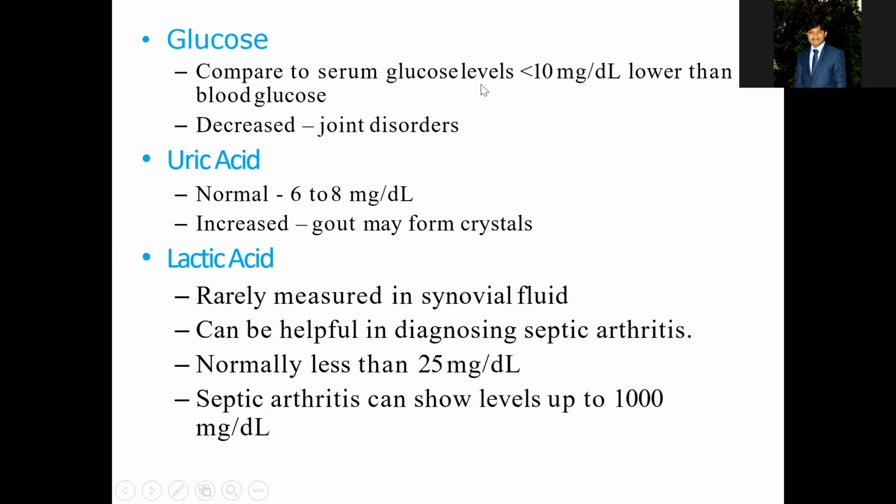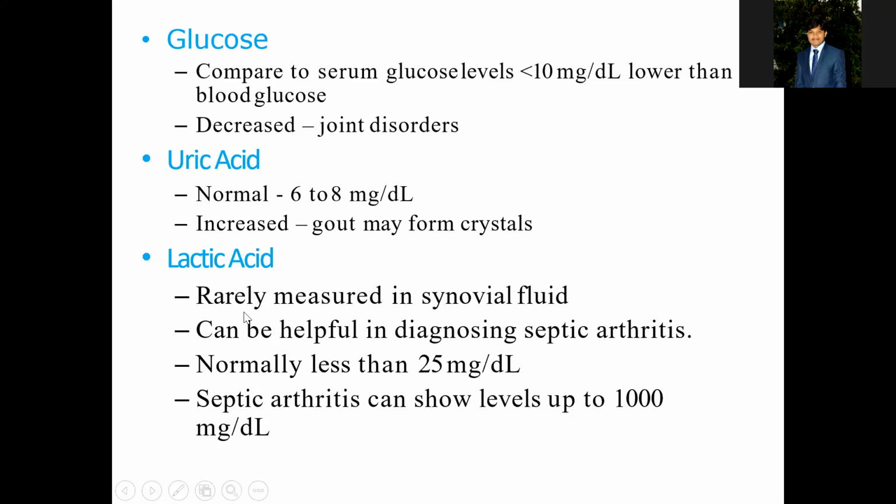Normally, glucose levels are less than 10 milligrams per deciliter lower than the blood glucose. Glucose levels are decreased in septic and inflammatory joint disorders. Uric acid levels are normally 6 to 8 milligrams per deciliter. These are increased in gouty arthritis.